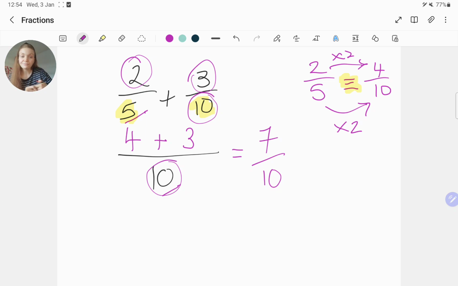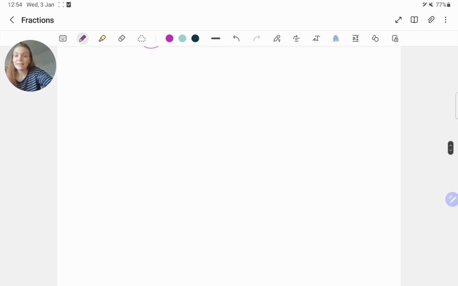Happy with that? And that's essentially what we're doing here. Do you see? Here's my 2/5, here's my 4/10. I'm bringing it up so that it has the same denominator, okay?